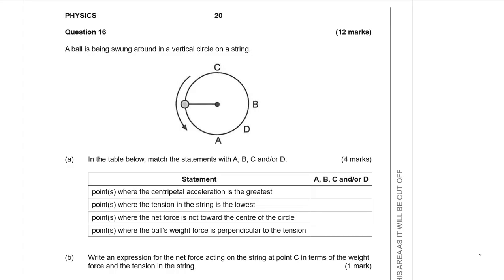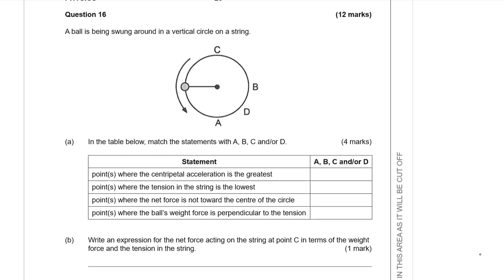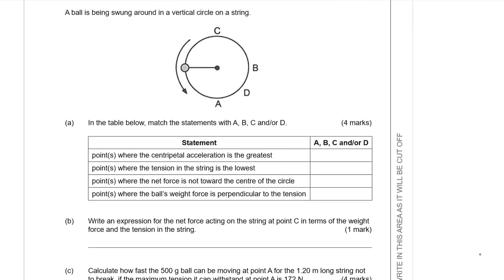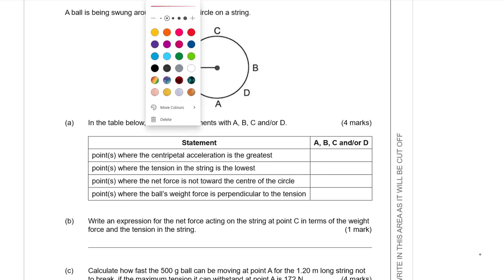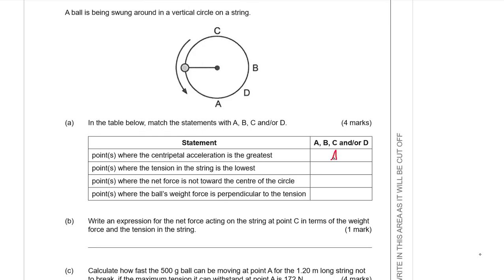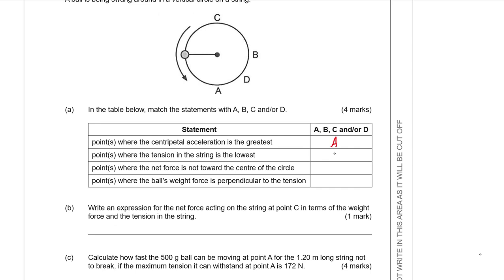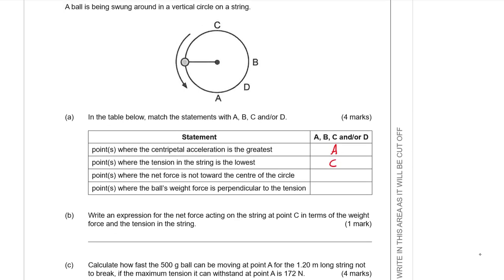Alrighty, so looking at question 16, you've got a ball that's been swung in a vertical circle. The first question's asking, what are the points in this diagram where the centripetal acceleration is the greatest? Okay, so your centripetal acceleration increases with velocity. So I would suggest in this case that the centripetal acceleration is its greatest at point A, because that's when it's traveling the fastest, and it's mv squared on r. The point where the tension of the string is the lowest will be point C. That's because at the top, the centripetal acceleration is provided by gravity, which means the tension in the string doesn't need to be as high.